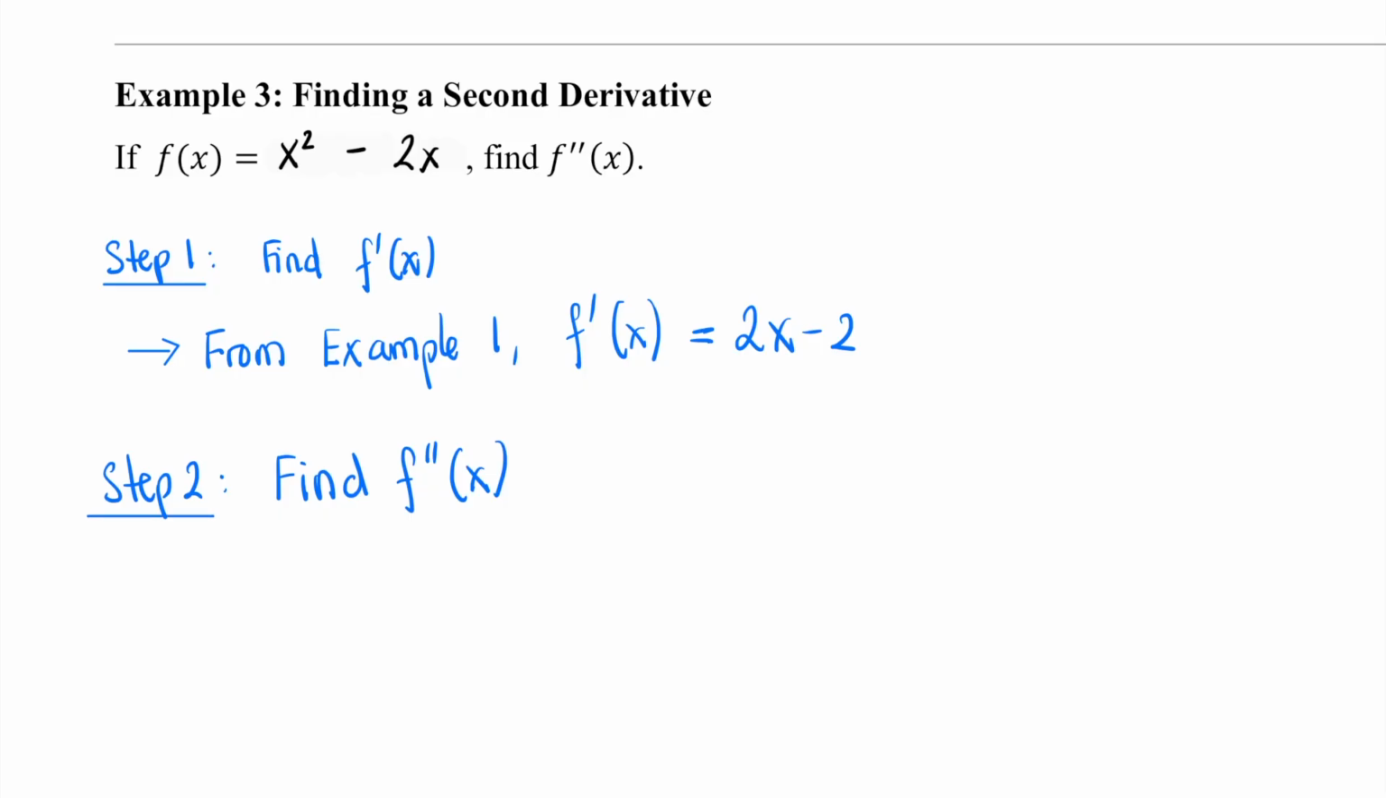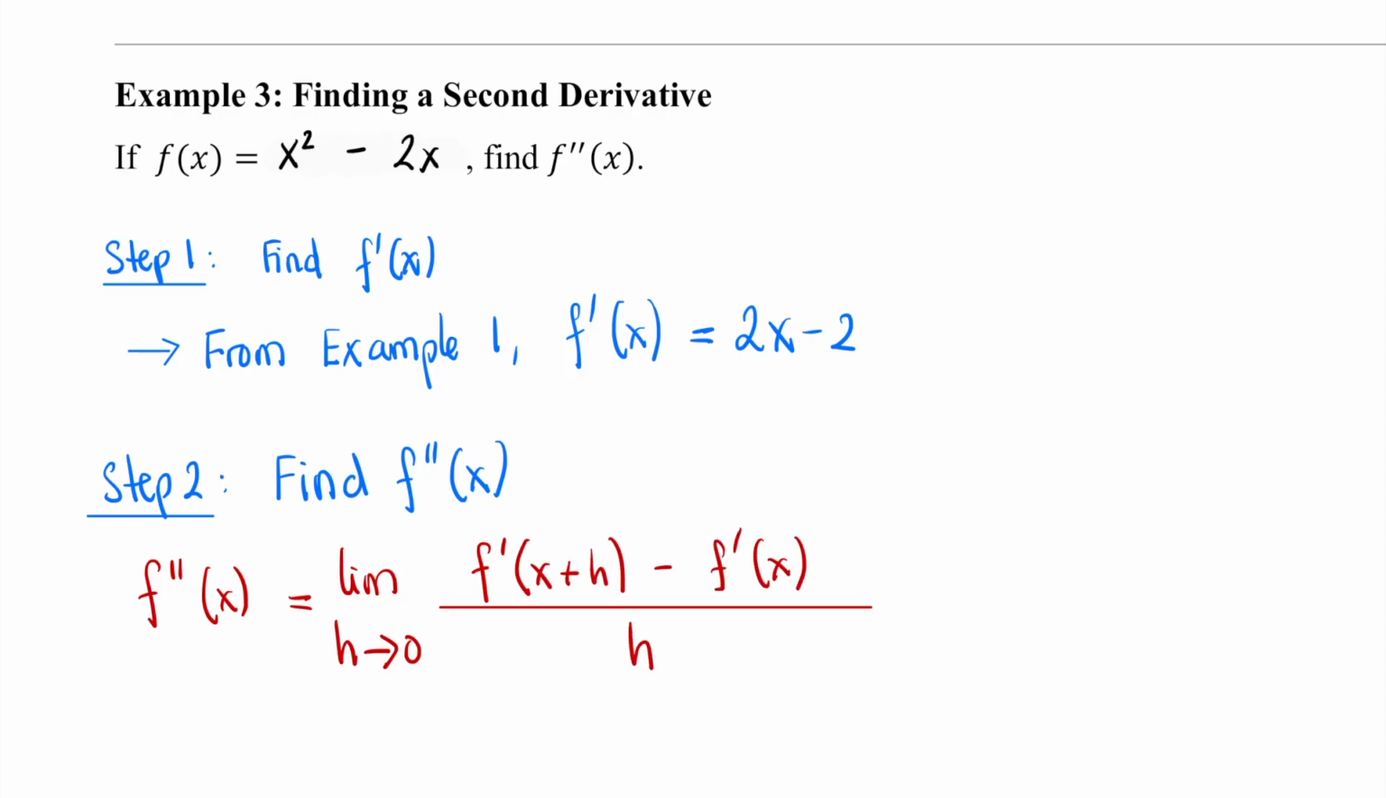And I'm using the same definition to find the derivative. The second derivative is equal to the limit as h approaches 0 of the first derivative at x plus h minus the first derivative at x, all over h. We use f prime in this formula because we need to find the second derivative. And remember, the second derivative is the derivative of the first derivative.